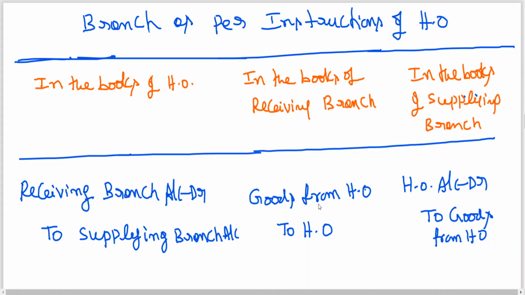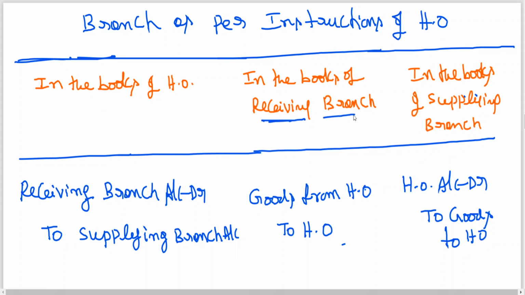In the books of receiving branch, they'll be debiting goods from head office. From where did they get it? Head office. Since they got goods from head office, they credit head office because the amount is due to head office. In the books of supplying branch, they'll be debiting head office, because head office is the receiver. In fact, it's like goods to head office. So try to understand; it may be a bit confusing.